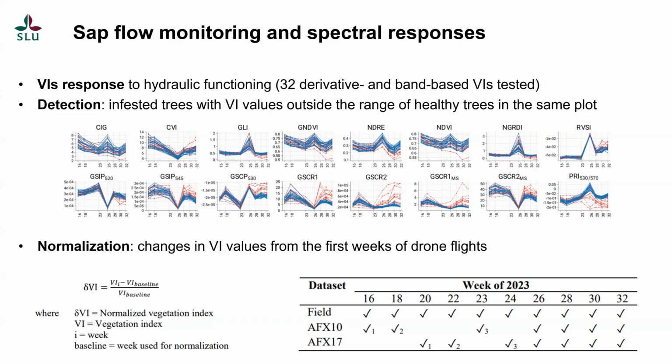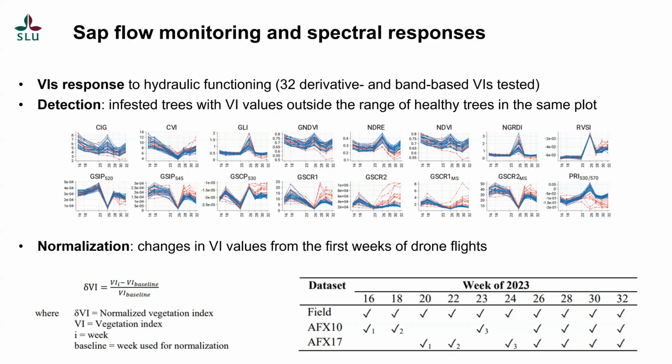So this is an example for one of the plots and showing several indices across time. And see, for example, some of them are very bad at recognizing damage because most of the infested trees have values that are merged with the healthy trees across time. And some of them showing like a very strong difference. And then we say that in this case, this tree could be detected.